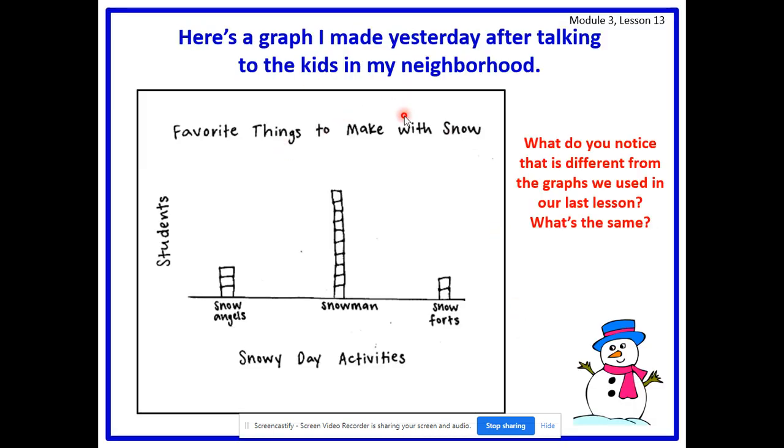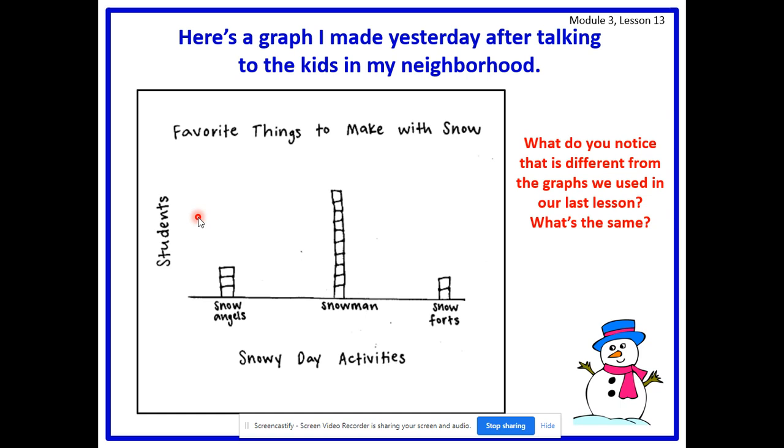Here's a graph I made yesterday after talking to some of the kids in my neighborhood. I asked what they like to do in the snow, and the graph shows how they answered my question, as you can see. I titled my graph Favorite Things to Make with Snow. The snowy day activities that I had them choose from were snow angels, snowmen, or snow forts. And each little square represents a student.